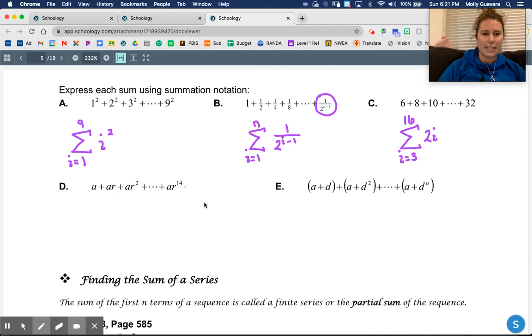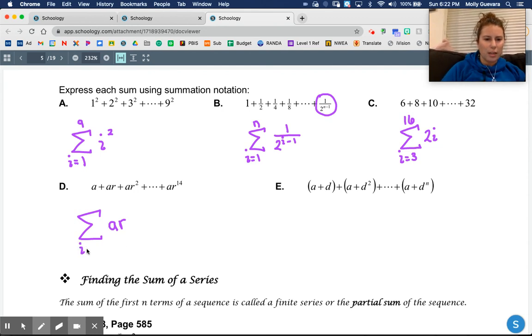Okay, let's look at D. I'm going to go ahead and draw my summation. Okay. So something that I noticed that's the same in every single one of these is that there's an A. So that's good. And there's an R, except for right here. So that's fine. And so I need to know what I start at. I equals, so here there's no R. So since there's no R, that means the R went away.